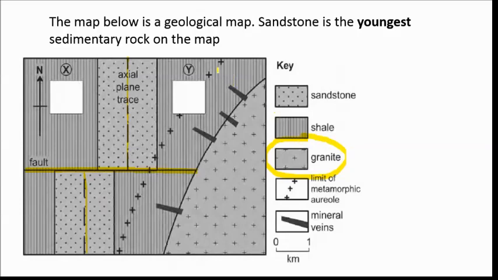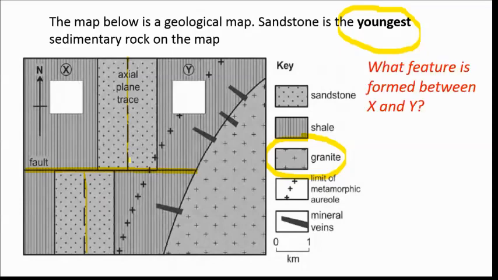And don't forget as well the written information at the top. Sandstone is the youngest sedimentary rock shown on the map. So if we have an axial plane trace, we know it's some sort of anticline or syncline. With the youngest bed in the middle, we should know that would be a syncline. Let's have a look at the questions.